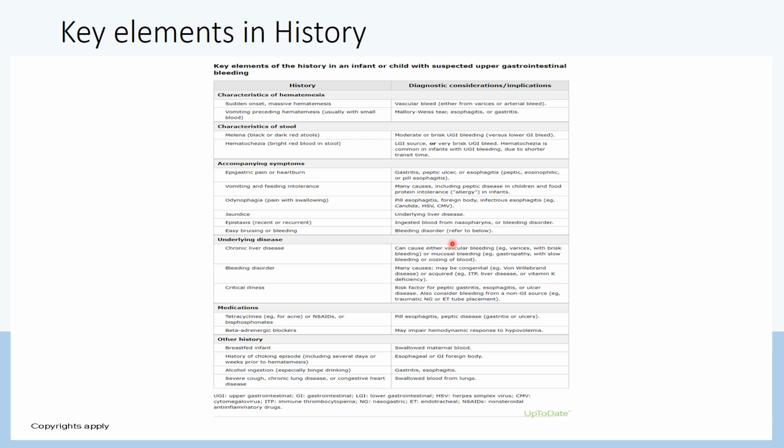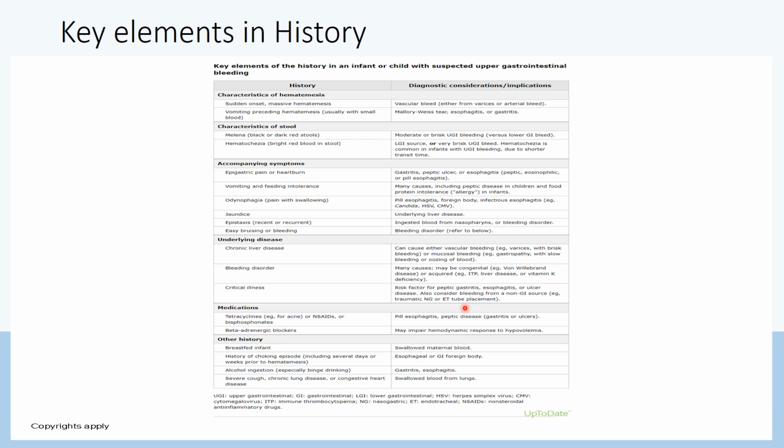Bleeding disorders like von Willebrand disease, ITP, liver disease, vitamin K deficiency, and critical illness are risk factors for peptic gastritis, esophagitis, or ulcers. Medication: tetracycline, normally we don't use in children, but any child over 8 years can take tetracycline. Or if the patient is on non-steroidal anti-inflammatory drugs or bisphosphonates, then they could be the reason for this bleeding.